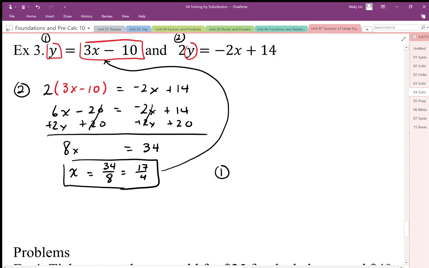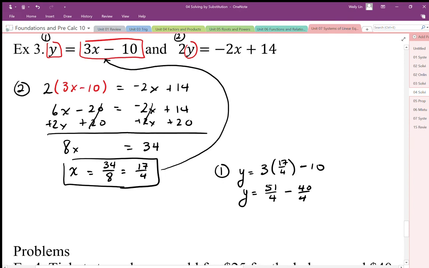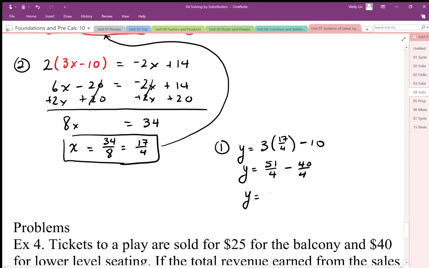So I'm going to take equation 1, and I get y equals 3 times 17 over 4 minus 10, and then I'm going to calculate what y is. So this works out to 51 over 4 minus, I'm going to make this a common denominator, 10 becomes 40 over 4. And so my calculation for y, I get 11 over 4, which is 2.75, I think it is. Okay, so there's my solution. X equals 17 over 4, y equals 11 over 4.